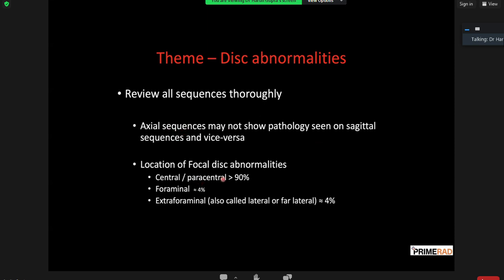And do remember that the common area where misses happen are in the foraminal disc and the extraforaminal disc, because these each form less than 4% of the disc abnormalities. The central and paracentral ones form more than 90%, and they're usually easily picked up.